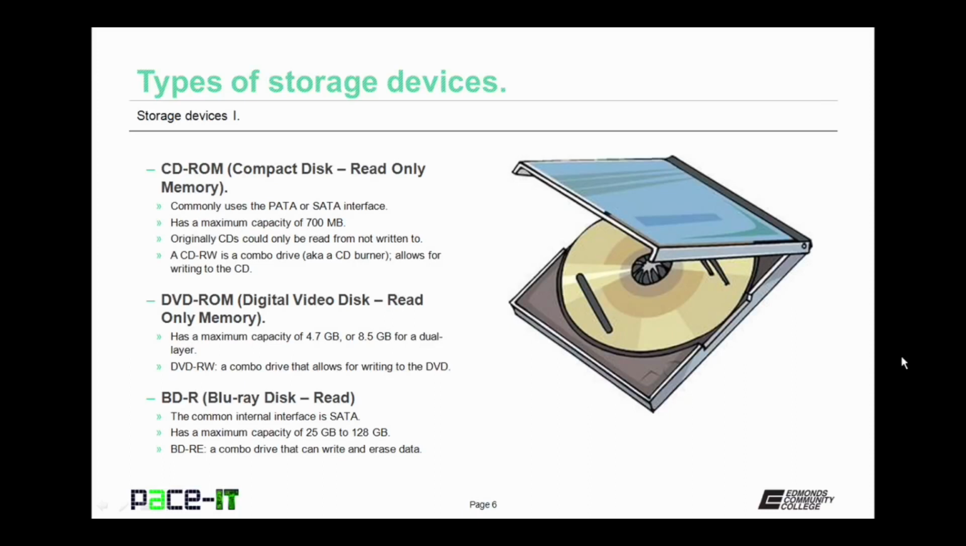Then we have the BDR, the Blu-ray disc read. Its common internal interface is the SATA interface, and it has a maximum capacity that ranges from 25 gigabytes to 128 gigabytes for a 3-layer BDR. Now, a BDRE is a combo drive that can write and erase data to the Blu-ray disc.